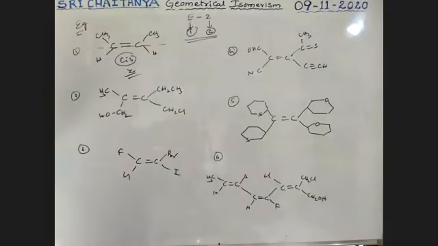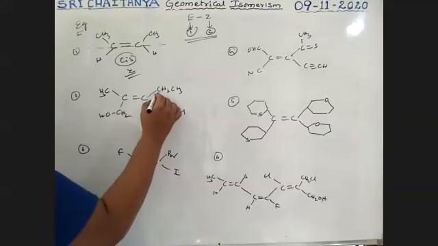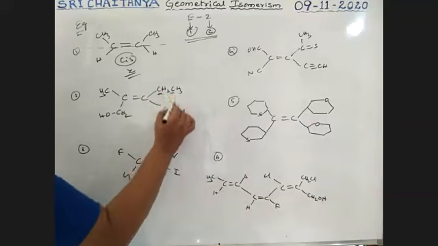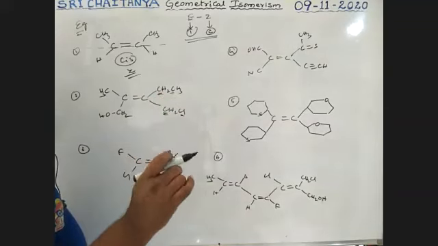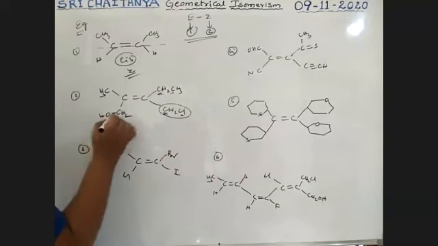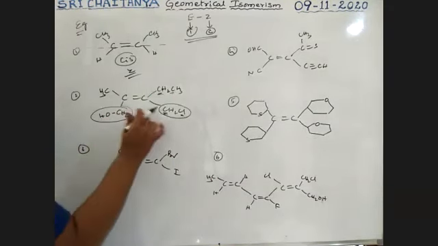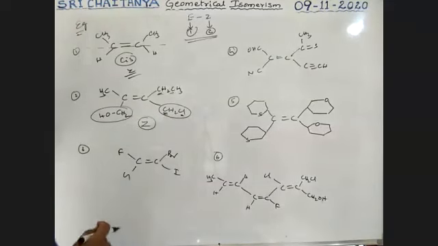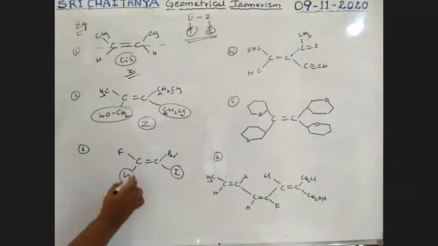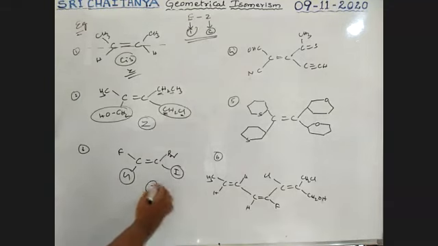Second one, see here. This is the carbon directly attached, boys, with two hydrogens, and here it is carbon and chlorine. Chlorine has the higher atomic number, which is why it has more priority. Here also it has more priority. Therefore, cis condition means Z form. Next, bromine, iodine, chlorine, so therefore it is also Z form, boys.